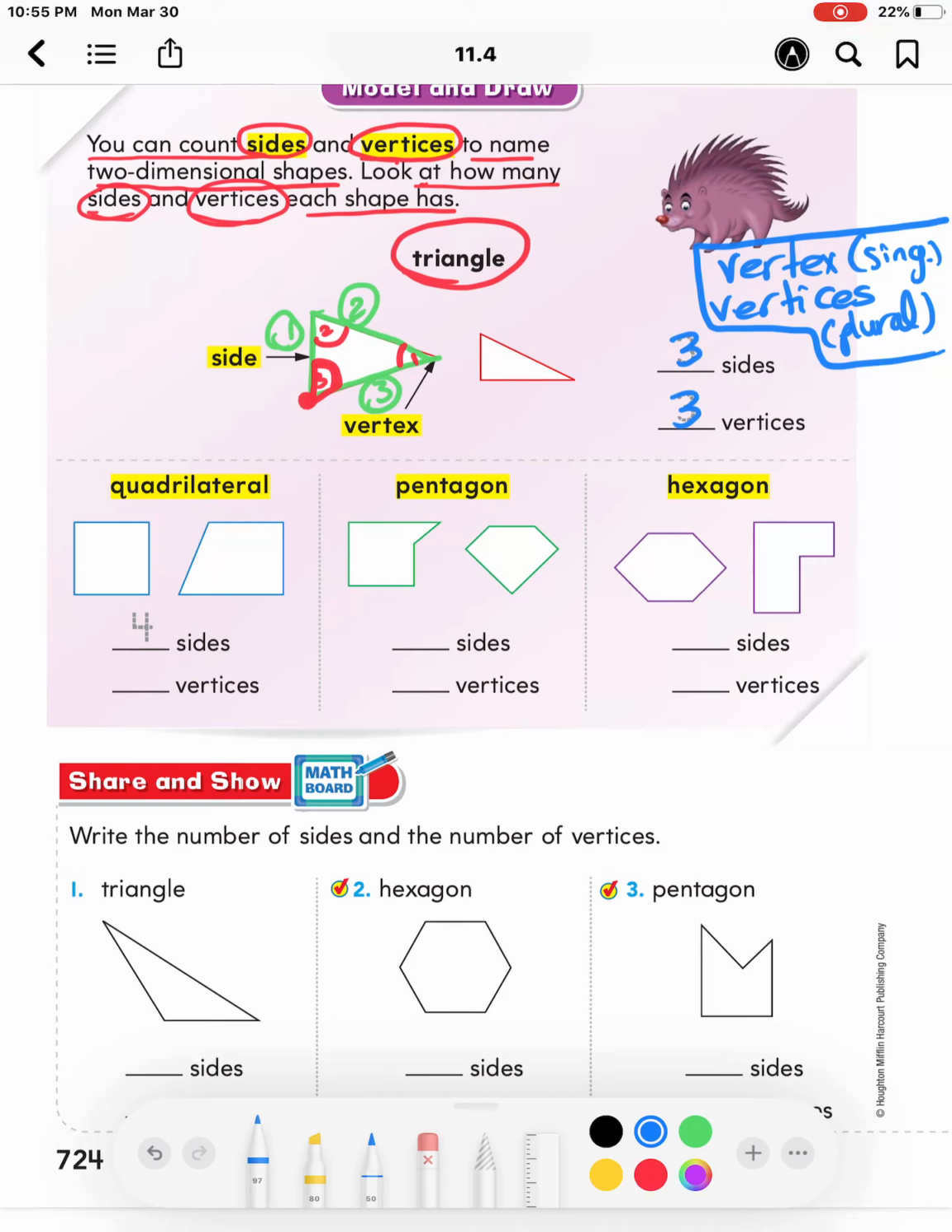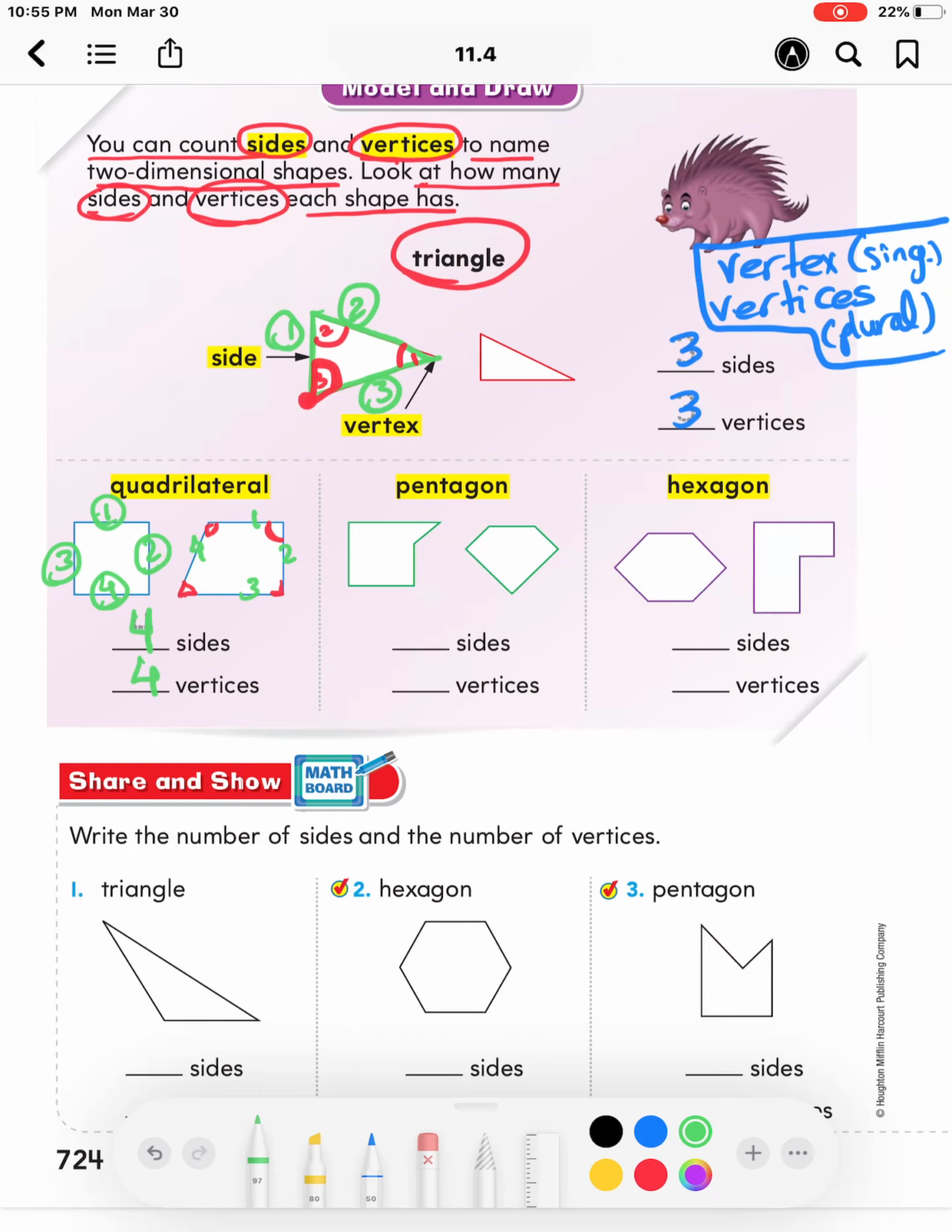Quadrilateral. The quadrilateral means any shape that has 4 sides. Let's see. A square is considered a quadrilateral. 1, 2, 3, and 4. Here, 1, 2, 3, and 4. So we have 4 sides. And how many vertices? Let's count. 1, 2, 3, 4. So we have 4 vertices.